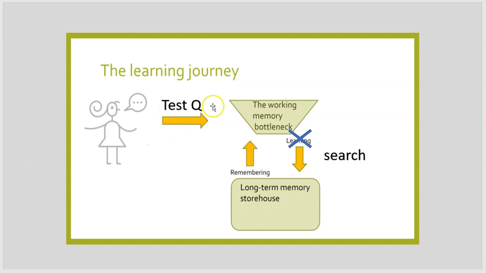So now comes the test, and we read the test question. We load up the test question in our working memory. Now the working memory's job is to search. So the contents of the working memory will be able to search our long-term memory. And if we studied well, we will be able to access that information and retrieve it. So the retrieved information gets loaded up into the working memory system, and then we will answer the test question.